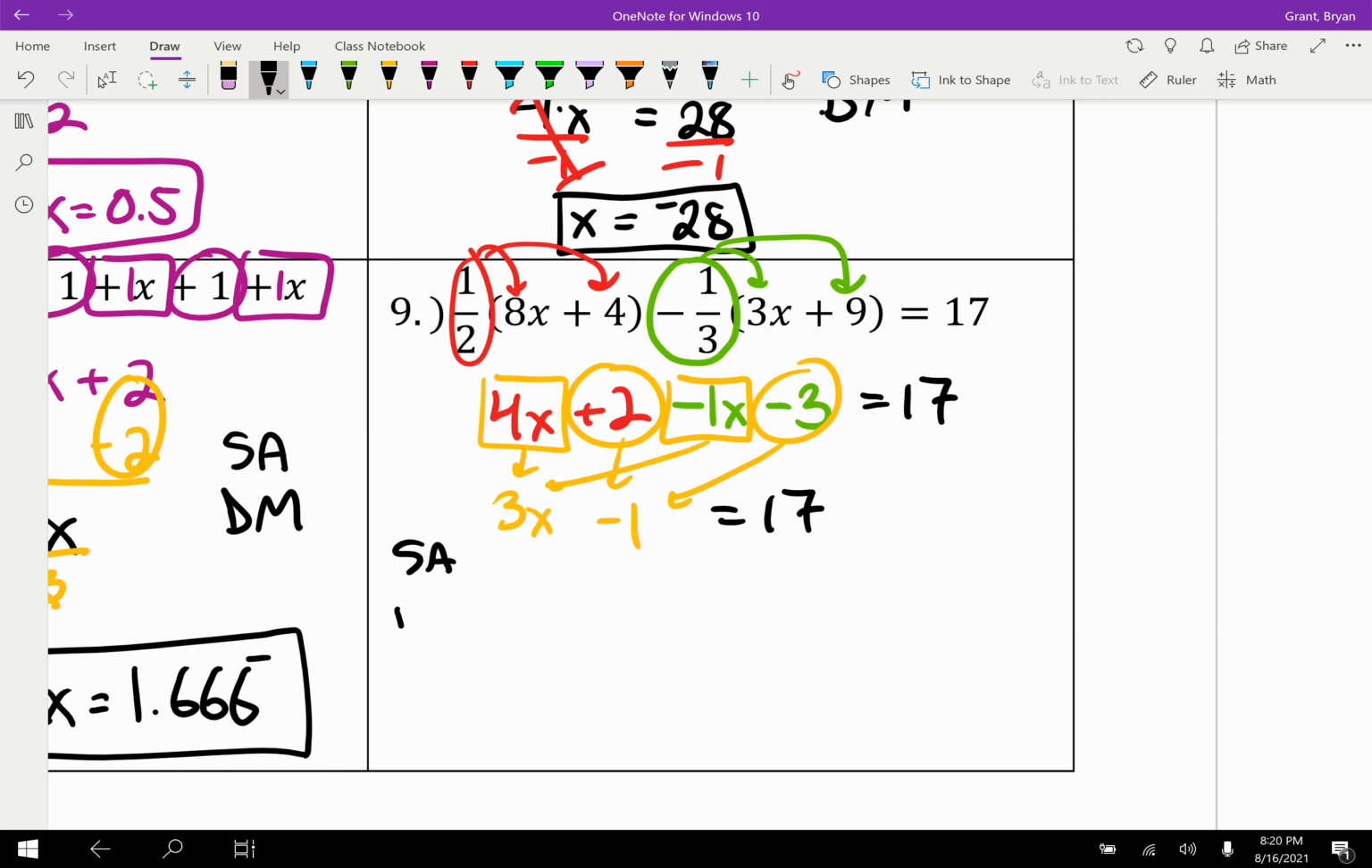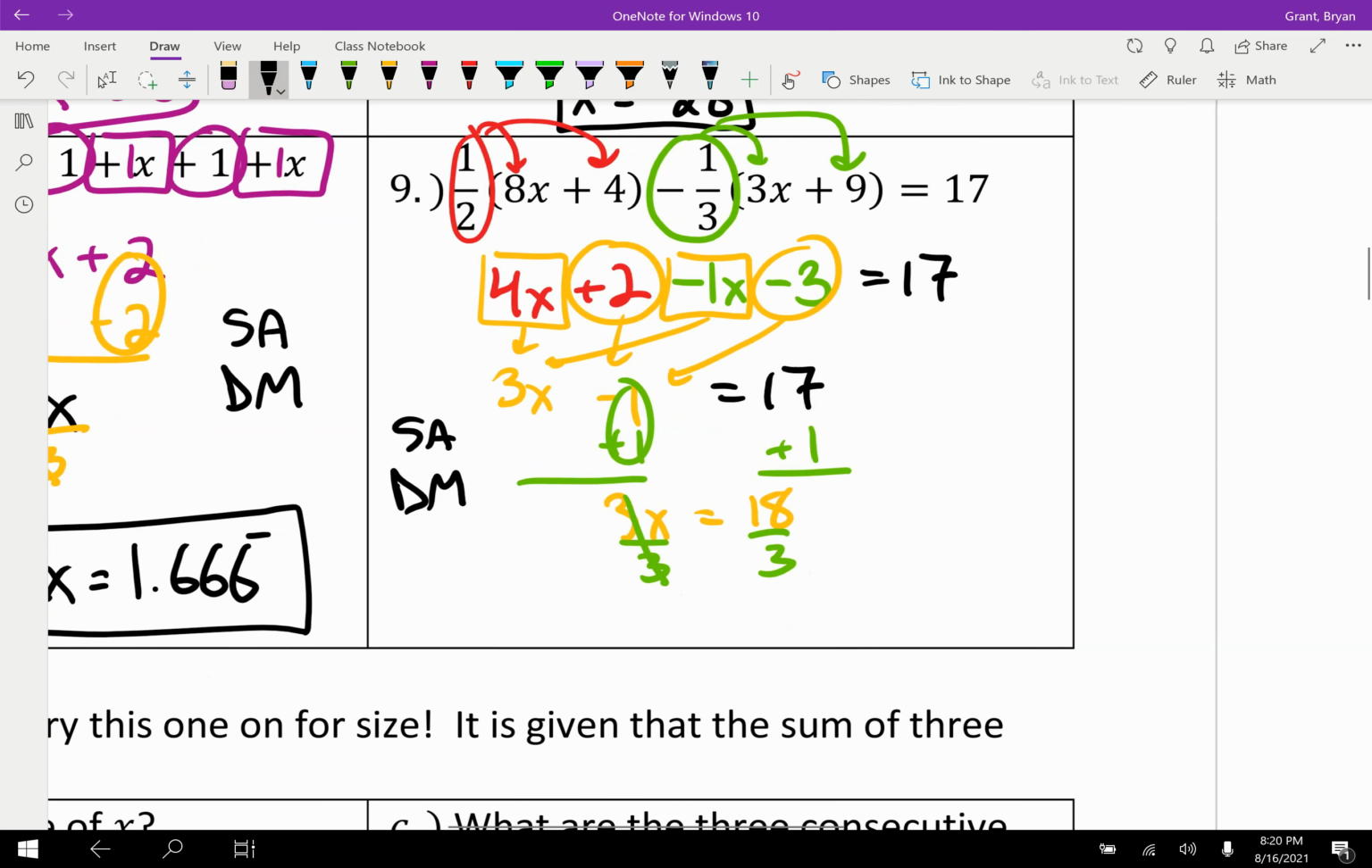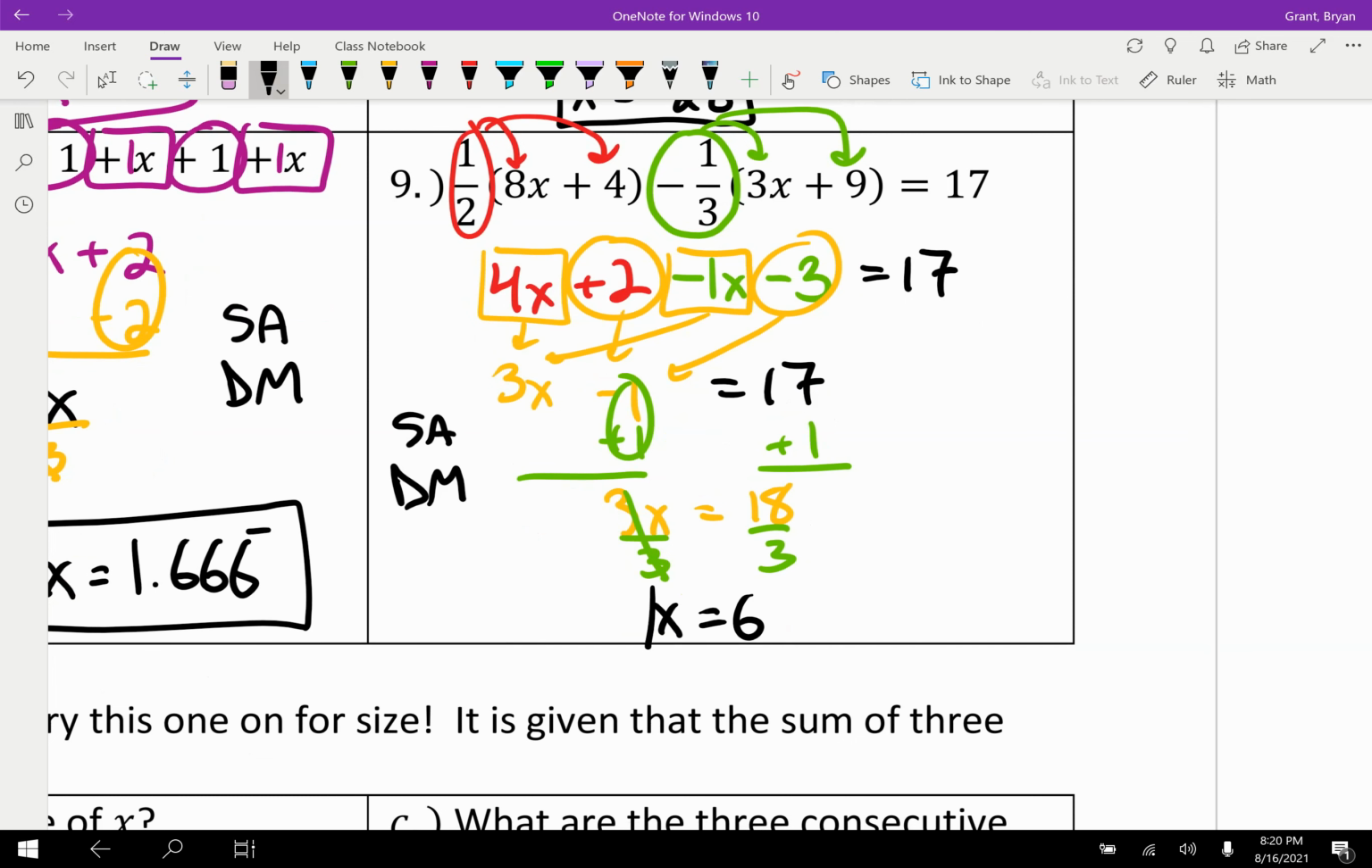SAD map time, same side as x. Add or subtract first, so we should probably add 1 to each side. 3x equals 18. Last step, undo the multiplication with division. And 18 divided by 3. 3 does go in nicely this time. We will divide it. It gives us 6.